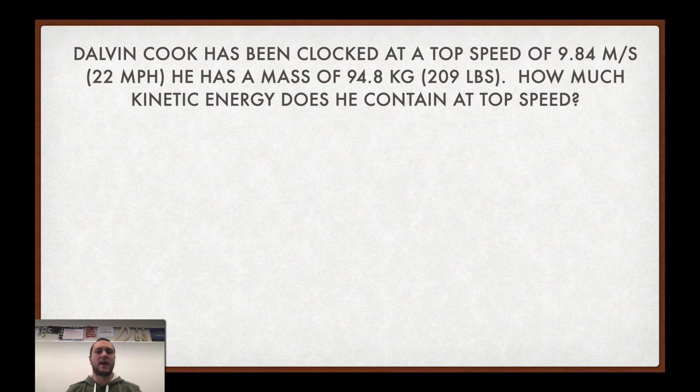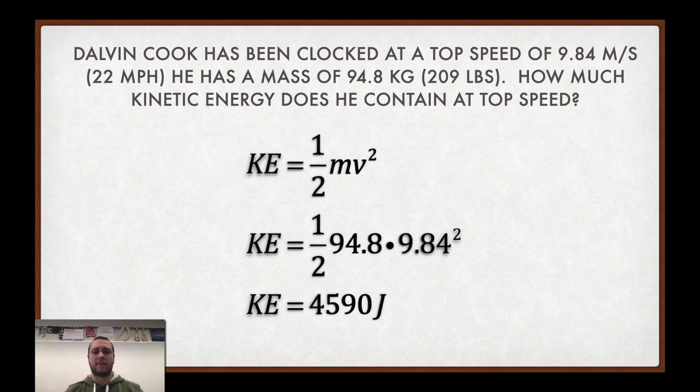All right, welcome back. So what we know from this problem is his velocity is 9.84 meters per second. We know his mass is 94.8 kilograms. So when we look for our kinetic energy, we're going to use 1/2 mv squared: 1/2 times his mass of 94.8 kilograms times his velocity of 9.84 meters per second squared. And when we solve that through, answer in 3 sig figs, we get 4,590 joules worth of kinetic energy.